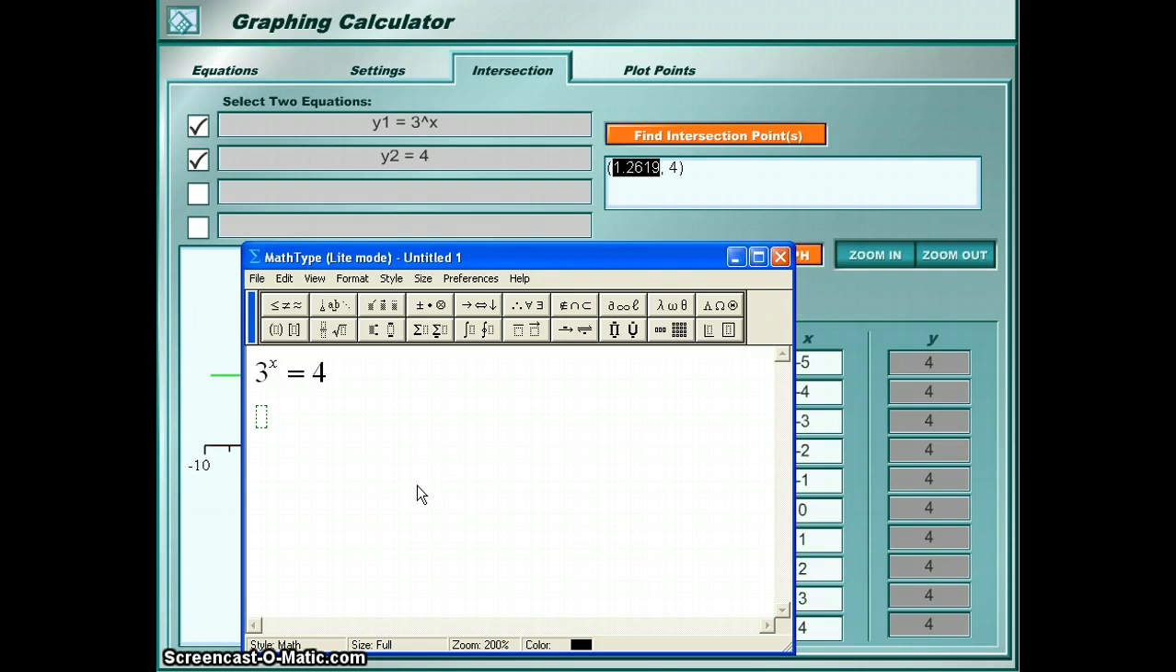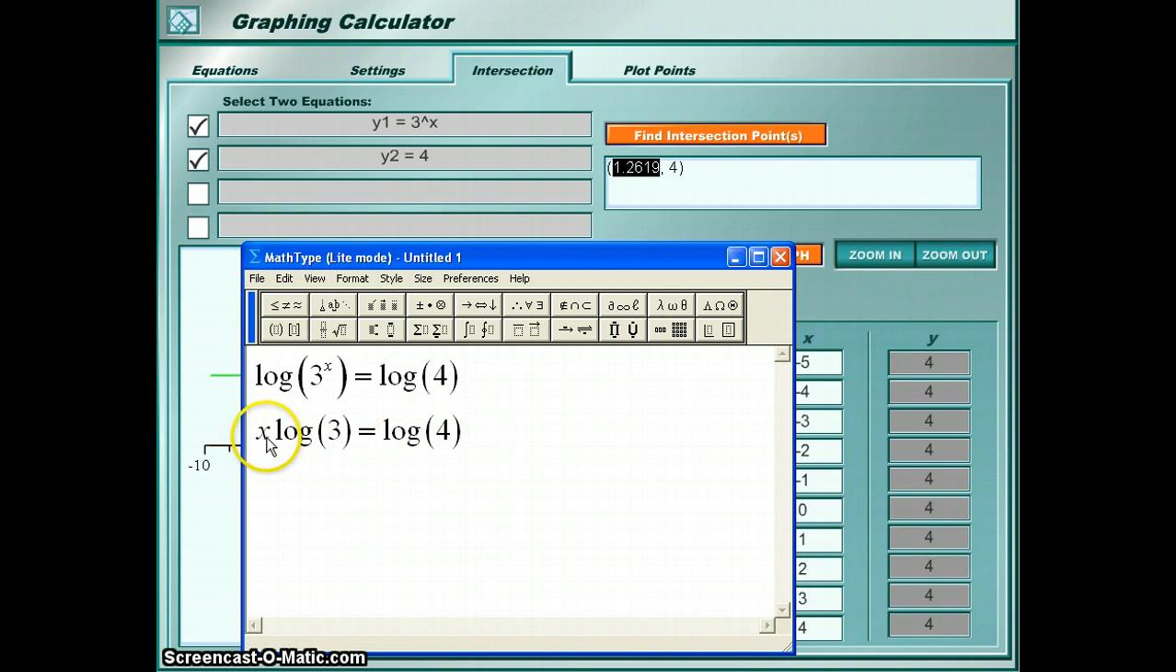Now to check if this is true, instead of solving by graphing, I can solve this equation applying properties of logarithms. So let's solve this equation. First thing is I'm going to apply the logarithm to each side of this equation. Okay, so let me do that. Applying properties of logarithms, the left side becomes x times logarithm of 3 equal to logarithm of 4.